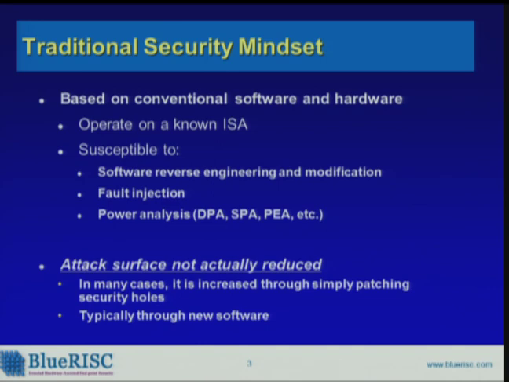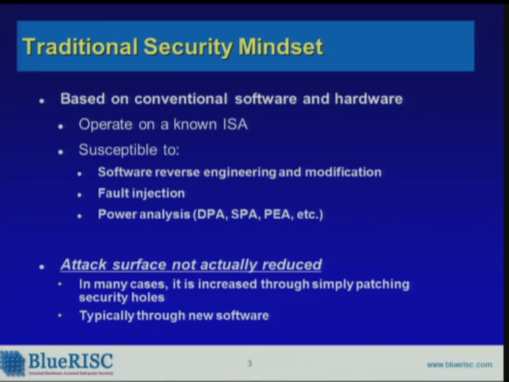So before we get into roots of trust and the underlying architecture, I wanted to take a minute to go through a traditional security mindset and how I believe it's flawed. In many cases, security is added as an afterthought, and this is traditionally done through the incorporation of a specifically designed software or a specifically designed hardware module that's added to the system to play some security role. Now, unfortunately, this software and hardware are based on conventional processors and conventional ISAs, and this being the case, they're susceptible to many different types of attack.